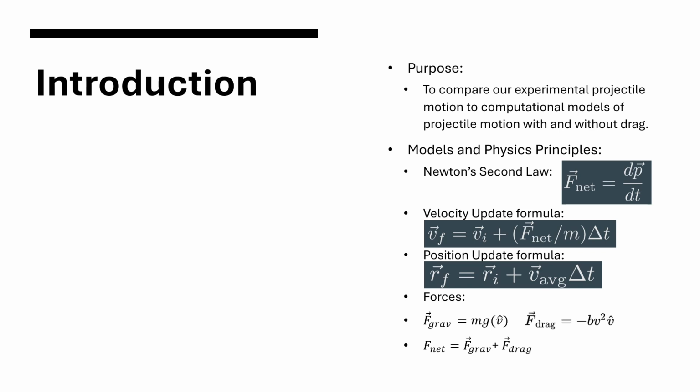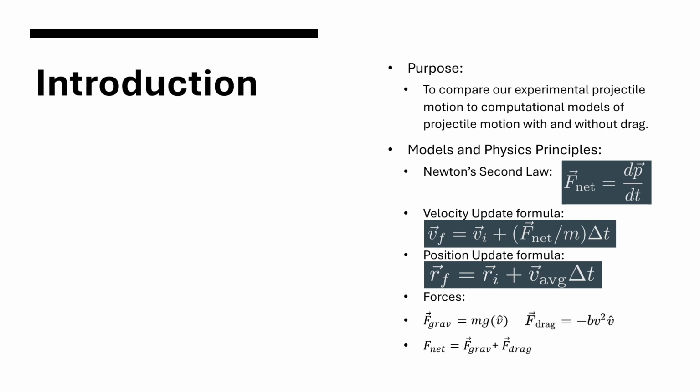The purpose of this lab is to compare our experimental projectile motion to computational models of projectile motion with and without drag. Some models and physics principles we'll be using in this lab is Newton's second law, which is over here as F net = dp/dt, which is most commonly known as F = ma.